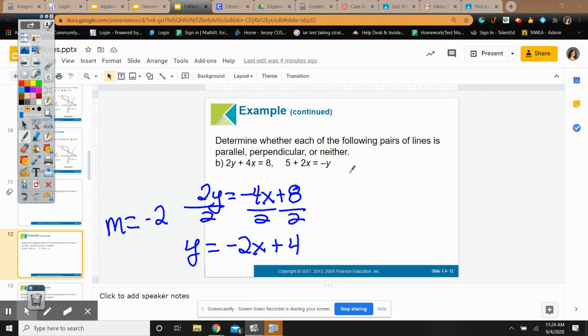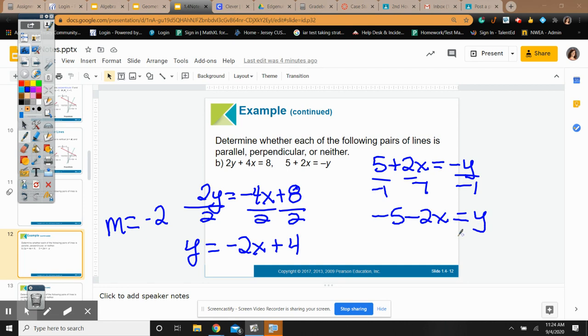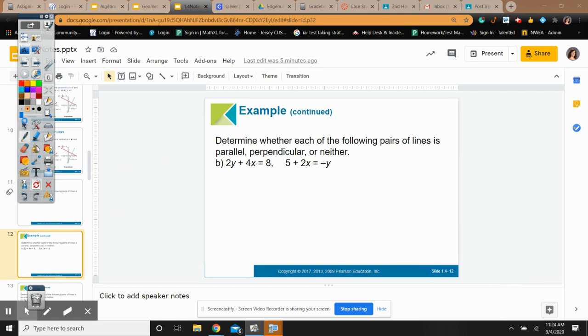Let's see what the second one gives me. This one almost has y all by itself already. Things are just in a little bit weird order. If you divide all the terms by -1, I get -5 minus 2x equals y. If I rearrange that, it's -2x and then the -5. The slope of this one is also -2, which is the same slope. So these two lines are parallel.